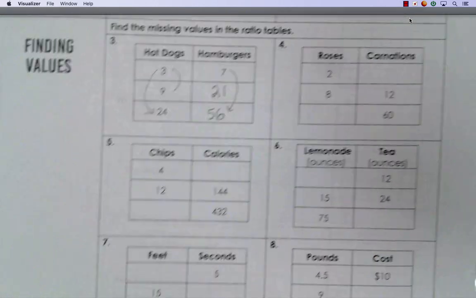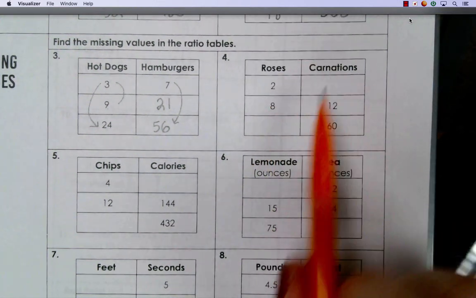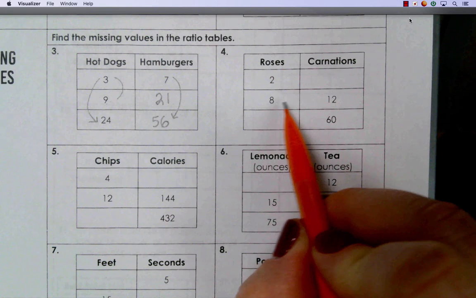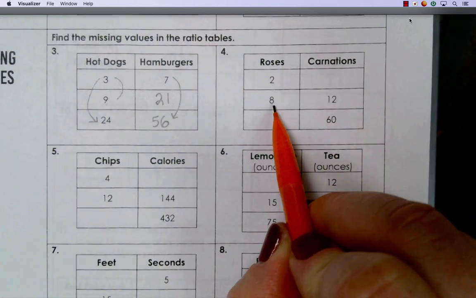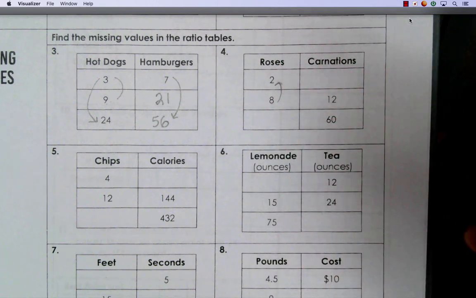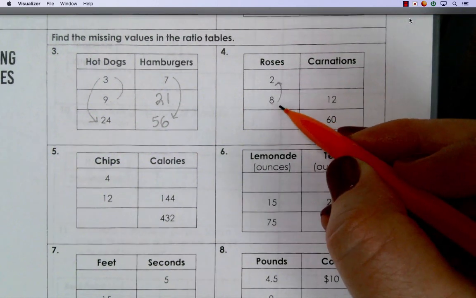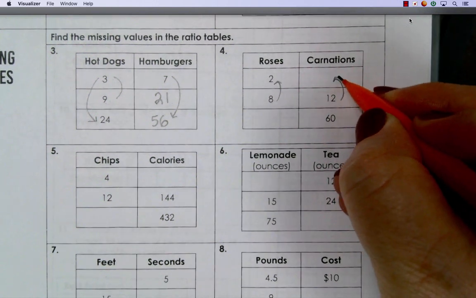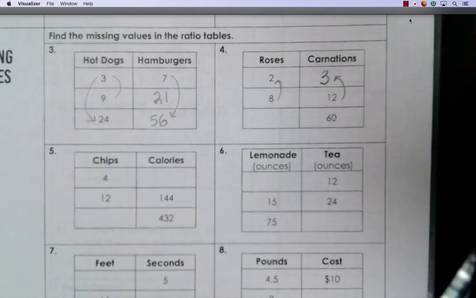Okay. Next one, roses and carnations. I'm looking for a complete ratio. I have 8 to 12 right here. So I need to ask myself, how did I get from 8 to 2? And now I'm going backward. I'm scaling down, so I divide by 4. So 12 divided by 4 is 3.